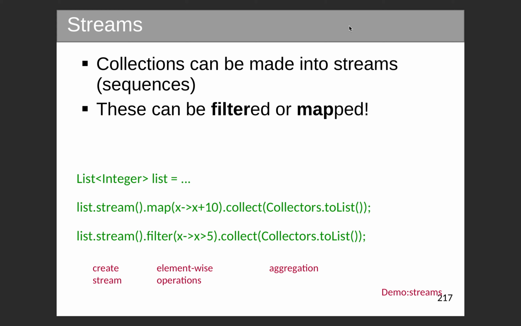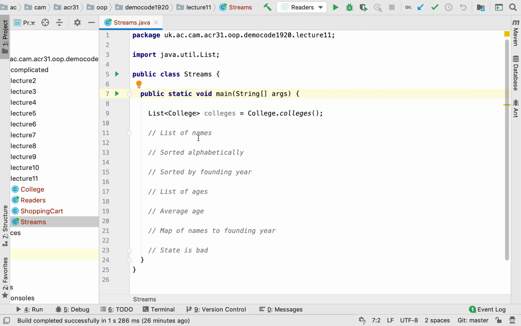Streams can only be used once, right? So they're more like an iterator than they are a collection. Once you've created a stream, you can map and collect across it once, but then the stream has been used after you've done that, and you can't use it again. Okay, let's have a look at some examples.